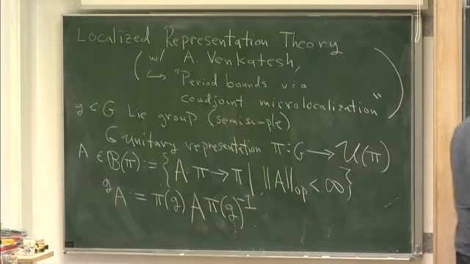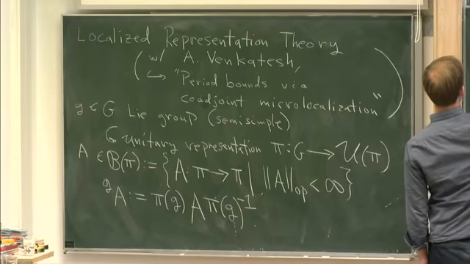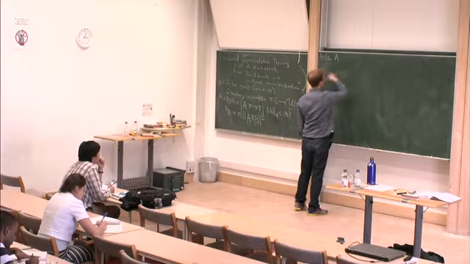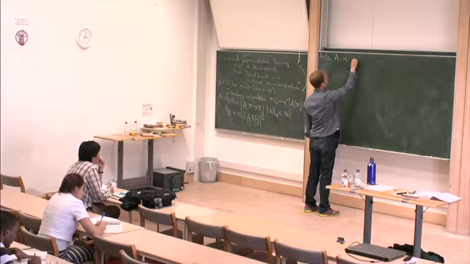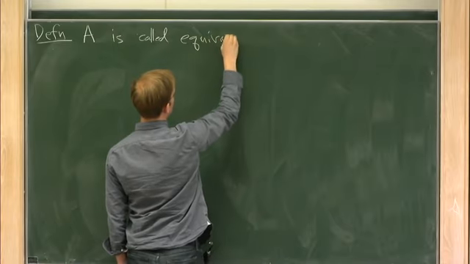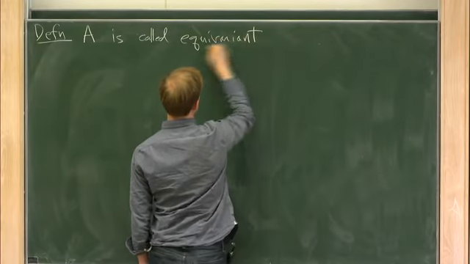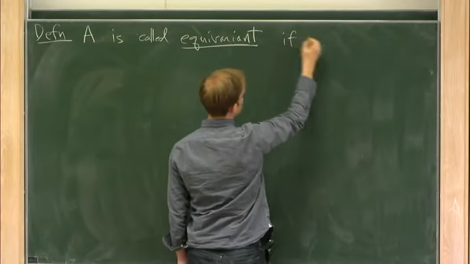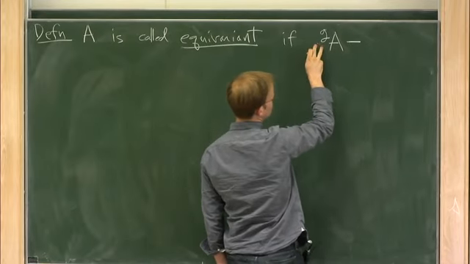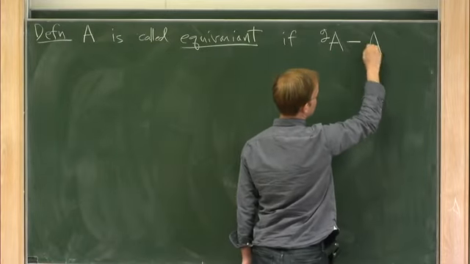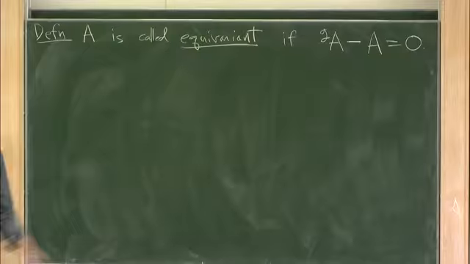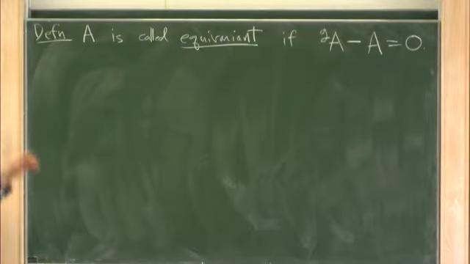Okay, so with this notation, we can introduce a definition, or recall a definition. So A over there is called equivariant if, when we apply this operator G to A, we subtract off A, we get back 0. This is a standard definition of equivariance.